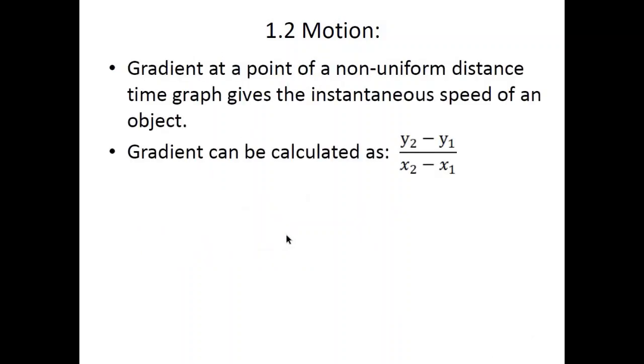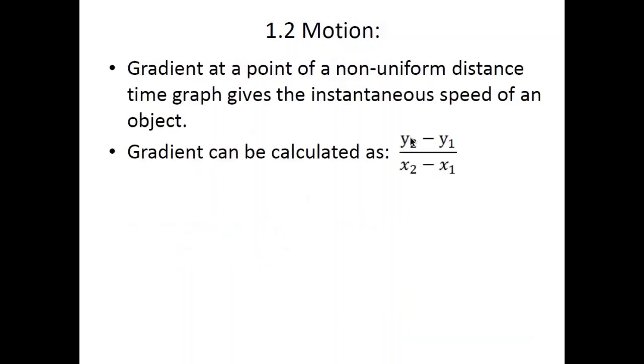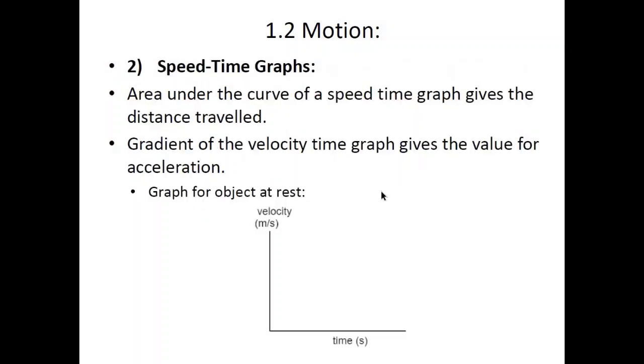Gradient at a point of a non-uniform distance time graph gives the instantaneous speed of an object. If you draw a tangent over here and find out the gradient at this point, then it would give you the speed of the object at this point and not for the whole graph. And as you know very well from mathematics, gradient can be calculated as change of y divided by change of x, y2 minus y1 upon x2 minus x1.